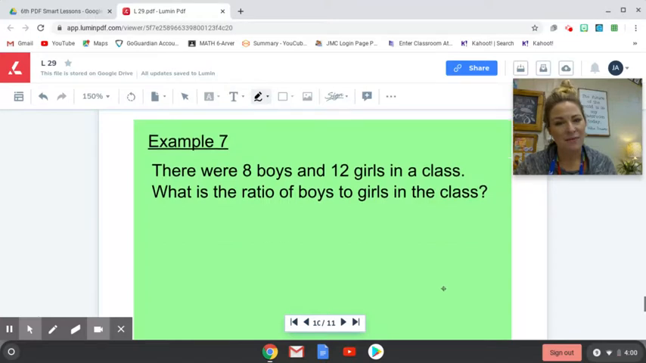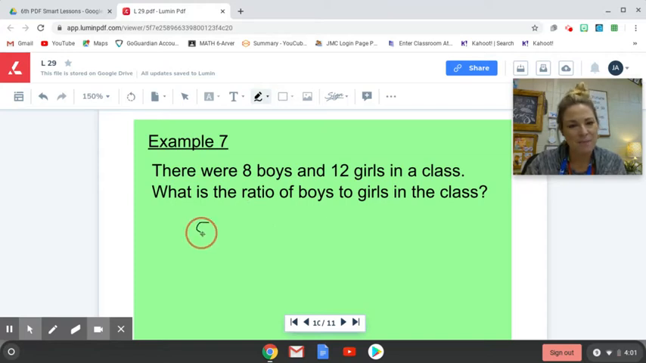Last example of the day. Example 7. There were 8 boys and 12 girls in class. Oh, I mentioned ratios earlier. Ratios and fractions are so similar. Okay. There were 8 boys and 12 girls in a class. What is the ratio of boys to girls in the class? There are many ways to write ratios. Of course, because we're working with fractions today, I feel the need to write this as a fraction. So I typically like to write the number, do a colon, and then write the other number. But for the sake of fractions today, I won't.